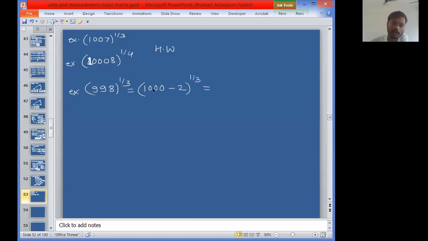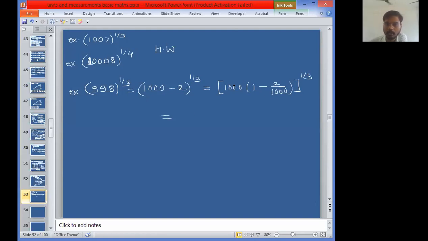Now sir, we have to take 1000 common, so that we can bring 1 plus or 1 minus fraction. So 1000 you have to take common. You have to take common that thing whose perfect cube root you already know. So put proper bracket, take 1000 common. 1000 divided by 1000, 1 minus as it is. Then 2 divided by 1000. Then complete the bracket, and this whole bracket raised to 1 by 3.